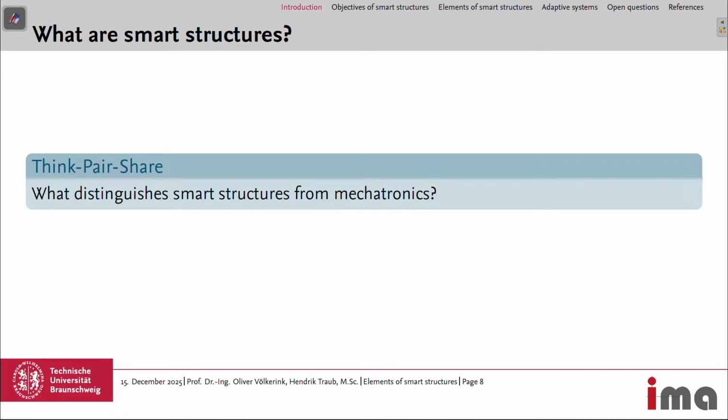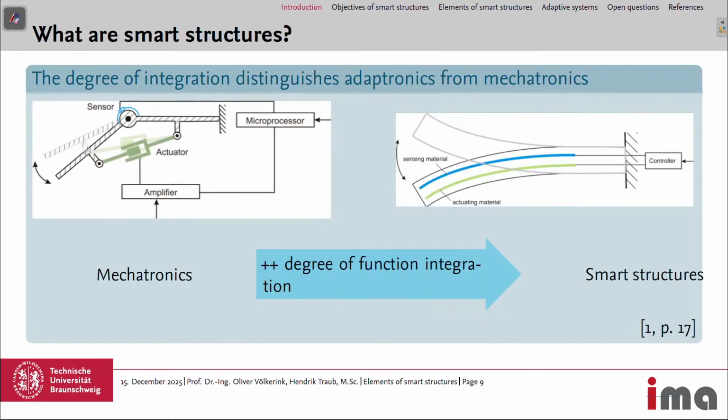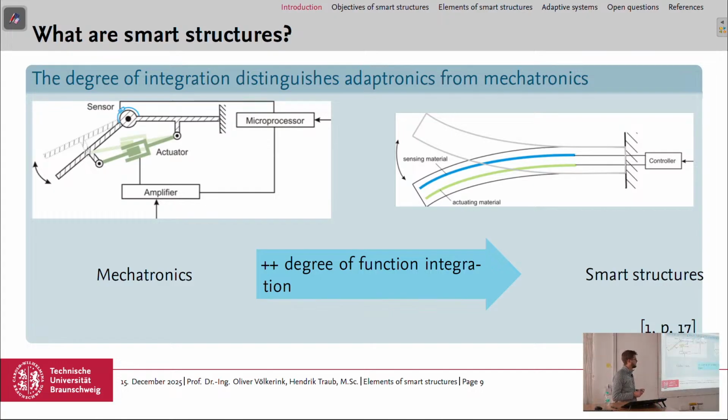What could be the difference between a smart structure and a mechatronic structure? Okay, the main difference is the degree of integration which distinguishes adaptronics or smart structures. I also used the term a bit mixed, so I replaced it in most of the cases with smart structures, but not in every place. And the difference is the degree of function integration.